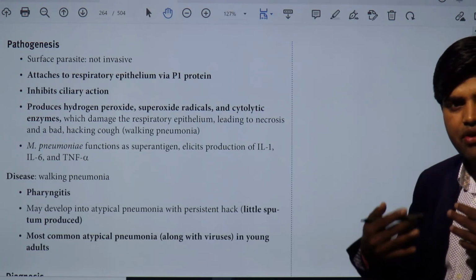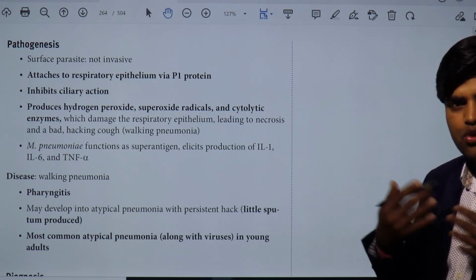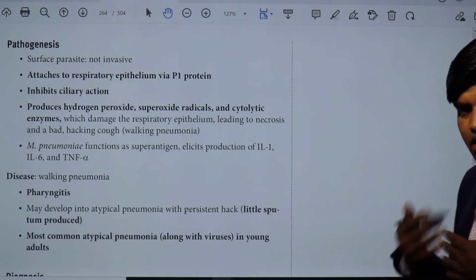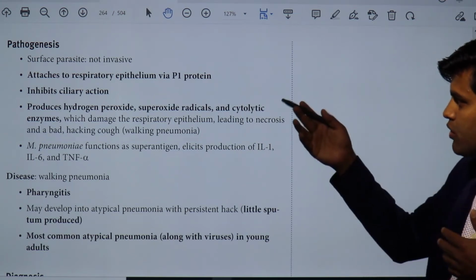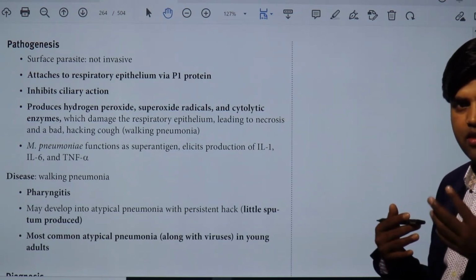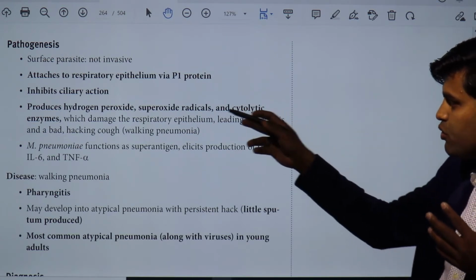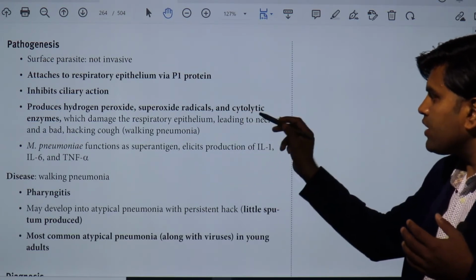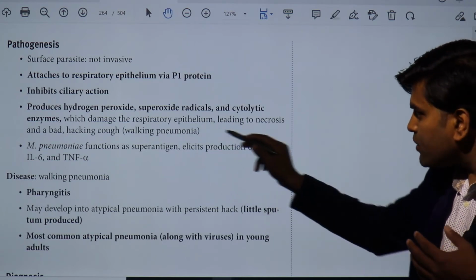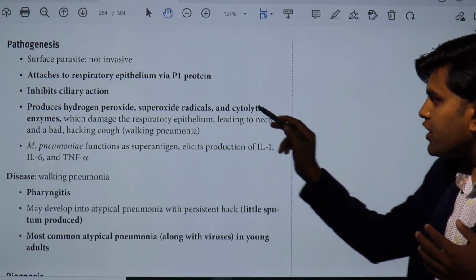Ciliary action in our respiratory tract is to clear the respiratory passage, so we do not develop any reflexes, cough, or sneezing. If the ciliary action is inhibited, the cilia are not moving, and all the respiratory secretions get accumulated. They produce hydrogen peroxide, superoxide radical, and cytolytic enzyme, which damage the respiratory epithelium, leading to necrosis.